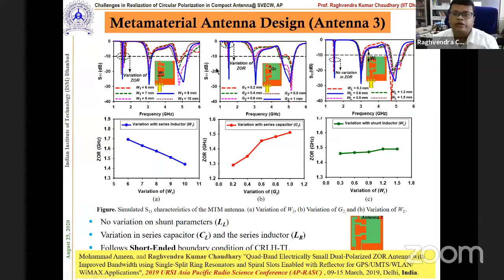So these are triple band antennas. Correct? This is a triple band antenna, correct? And we analyzed the different widths and gaps, and we found that this is particularly for ZOR validation. So we found that the first resonance is ZOR. And finally, we checked the gain and all the things, correct? So the variation with different parameters. So it was these things.